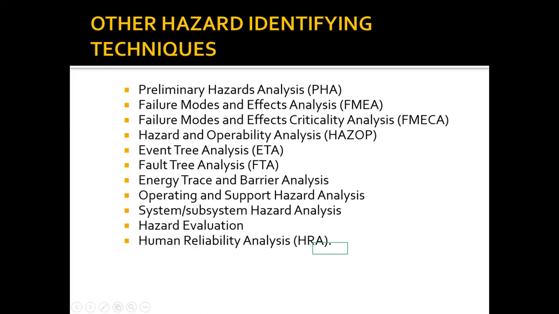And other hazard identifying techniques. Number 1 is preliminary hazard analysis, failure modes and effect analysis, FMEA, and failure mode and effect criticality analysis, FMECA, and hazard and operability analysis, HAZOP, event tree analysis, ETA, fault tree analysis, FTA, energy trace and barrier analysis, operating and support hazard analysis, system or subsystem hazard analysis, hazard evaluation, and finally human reliability analysis, or we call as HRA.